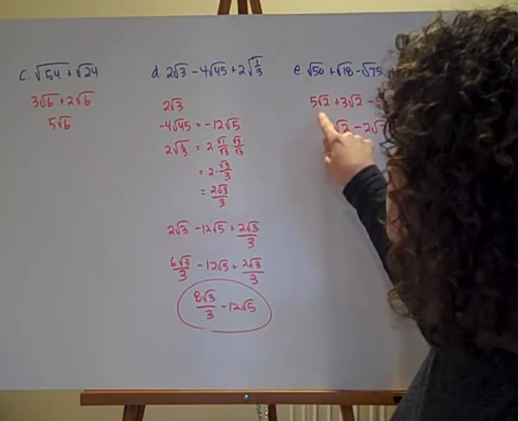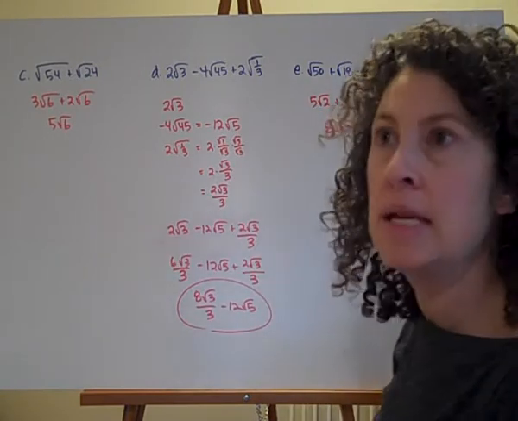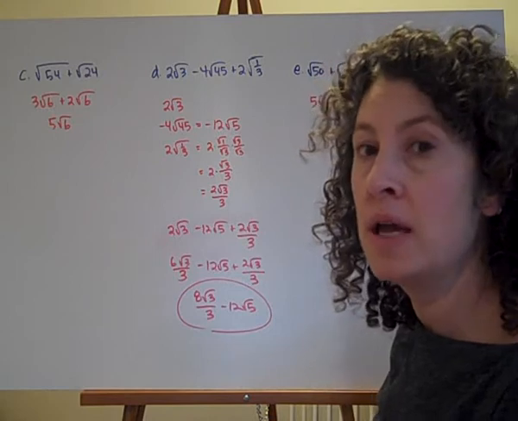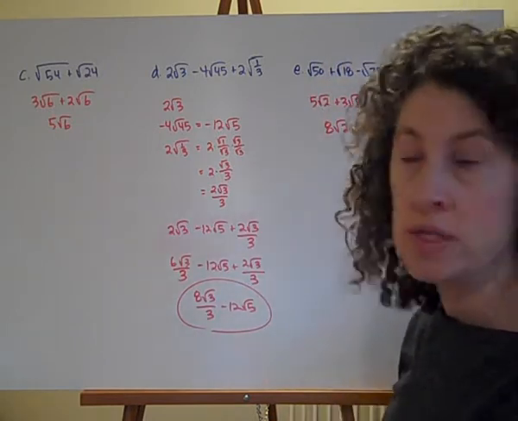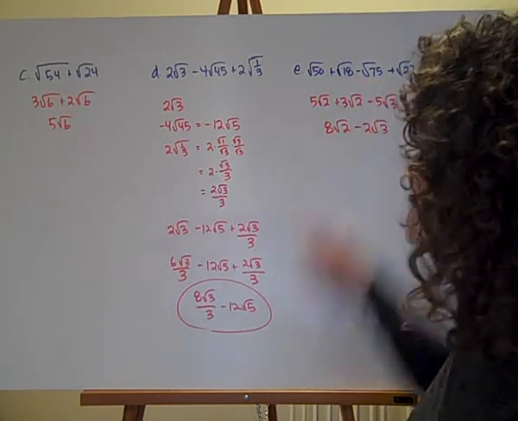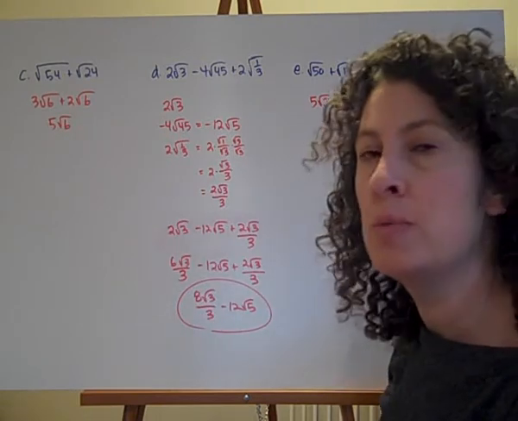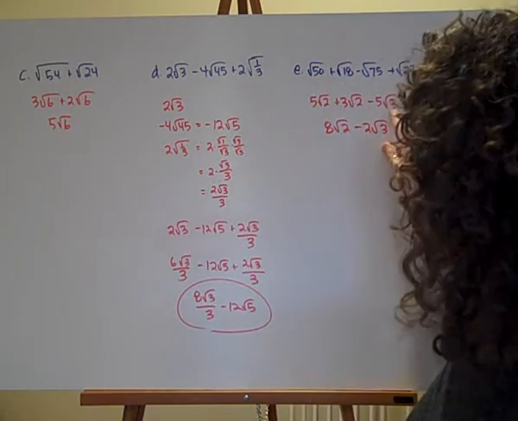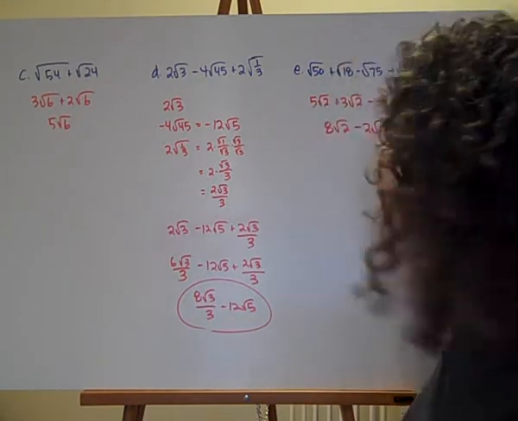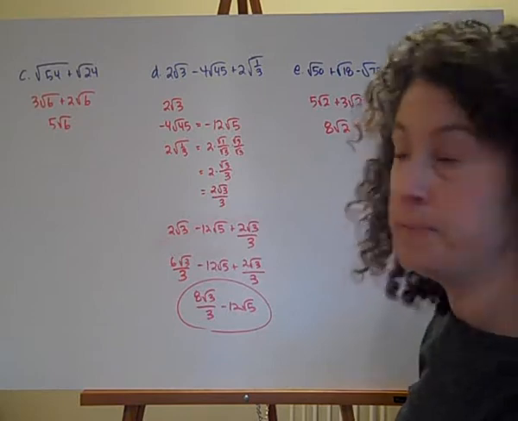So I have 5 radical 2 plus 18 has a perfect square factor of 9 in there. Square root of 9 is 3. So I have 3 radical, I'm left with a 2 inside there. Minus square root of 75. 75 has a perfect square factor of 25. 25 times 3, so it leaves me with a 3 inside. Square root of 25 is 5. So I'm minus 5 radical 3.